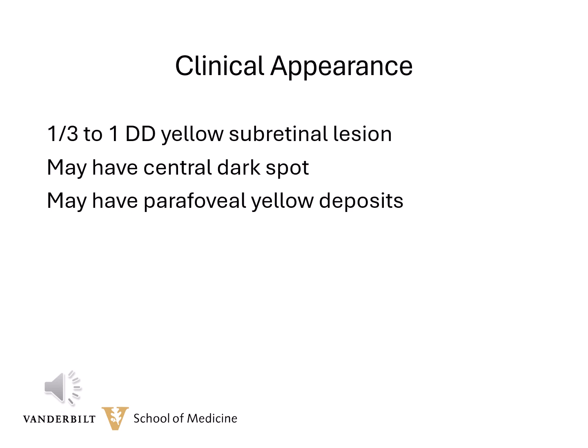The typical and most often presentation of type 1 adult onset foveomacular dystrophy is a vitelliform lesion in the fovea. Usually, they are between 1/3 to 1 disc diameter in size. Occasionally, they will have a dark spot in the center, and this is seen easier with backlighting with the slit beam. There can also be some parafoveal yellow spots as well.